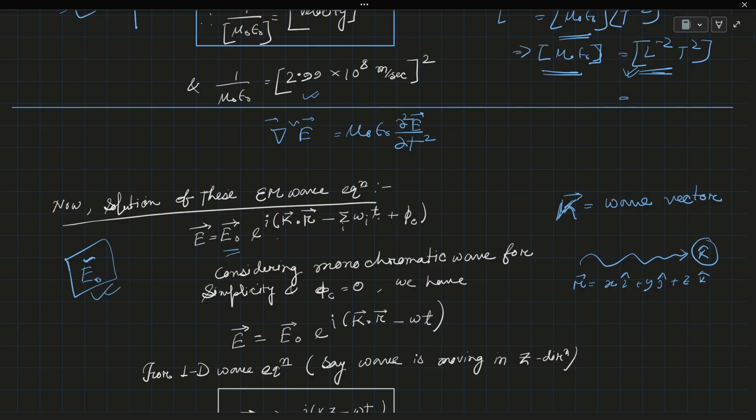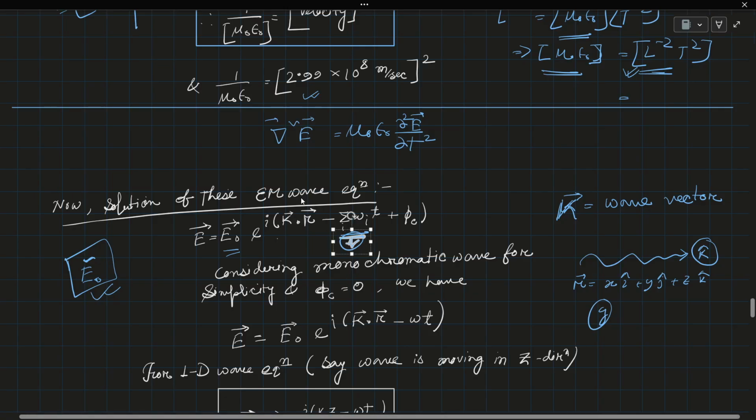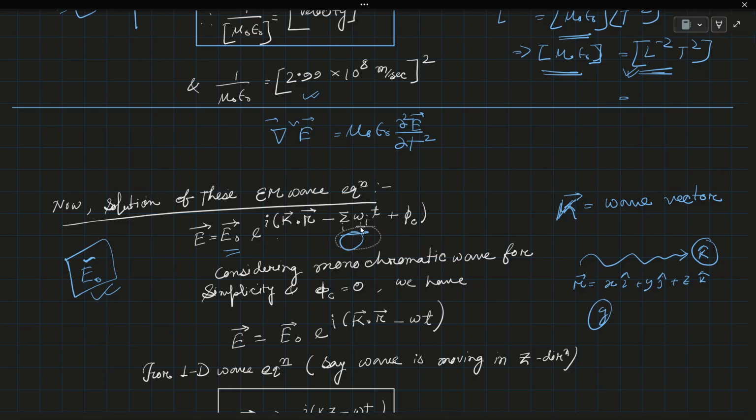So on solving this, we will get a number of frequency terms. The wave does not consist of simply one frequency, but it may consist of many more frequencies. I hope you all have the concept of group velocity and phase velocity. So a wave packet has many frequencies. For simplicity, I am going to take only one frequency term, that means I am going to take the whole wave as consisting of only one frequency.